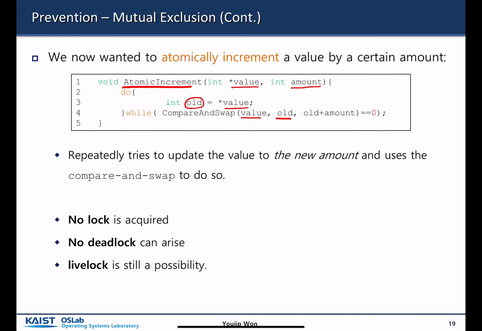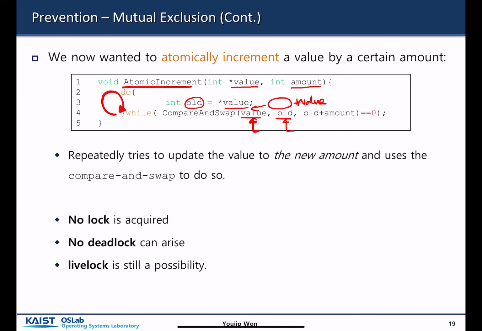If they're not the same, which means that right after retrieving the value of the address specified by the value pointer, another thread might have updated the contents of the value pointed to by this value location. Then the value of the first parameter and the value of the second parameter are not going to be the same. In that case, it fails and returns 0, and then it'll try to retrieve the value again to the old. So it keeps iterating until it succeeds.